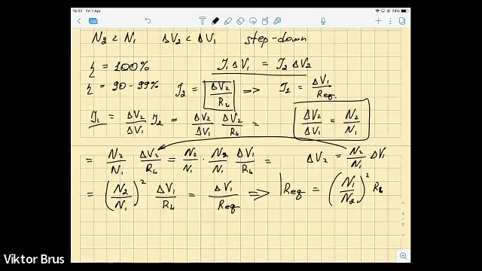So from here, we see that equivalent resistance in the primary coil of a transformer is determined by the ratio of number of turns in the primary and secondary coils and load resistor, which is attached to the secondary coil.